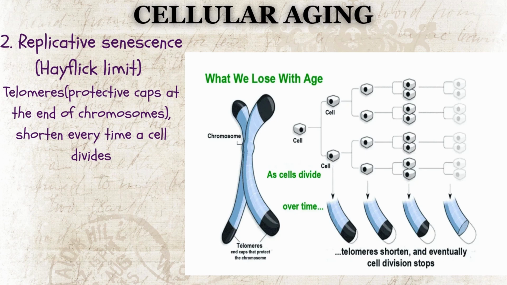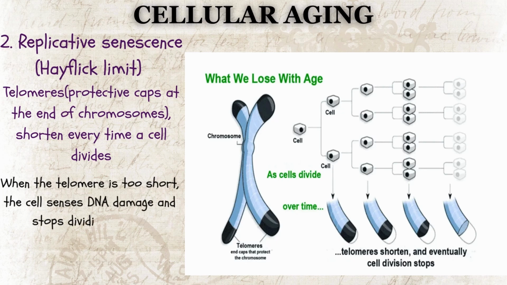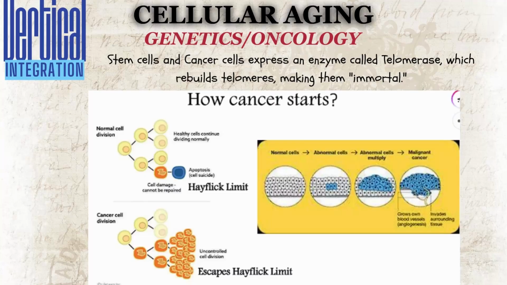The protective caps at the end of chromosomes, the telomeres: every time a cell divides, the telomere gets shorter. When the telomere is too short, the cell senses DNA damage and stops dividing, and hence enters senescence. Stem cells and cancer cells express an enzyme called telomerase, which rebuilds telomeres, making them immortal.